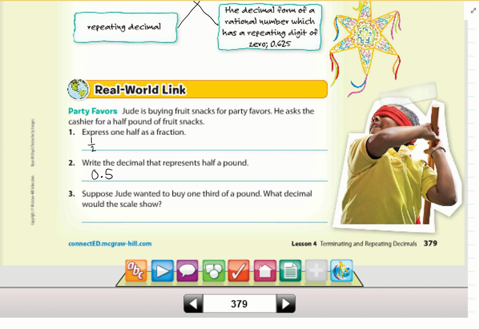Suppose Jude wanted to buy 1/3 of a pound. What decimal would the scale show? Well, if we want to do 1/3, the decimal is going to be a repeating decimal. It's going to keep saying 33333.